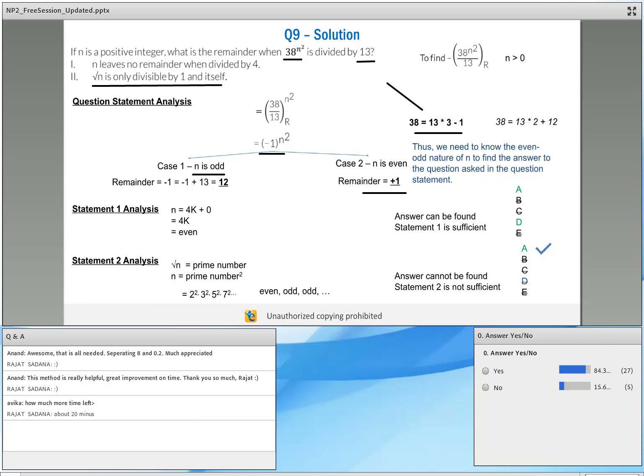How many of you are with me right now? All right, so the math here wasn't challenging as long as you understood the concept of remainders. We did all this math that we have done so far.